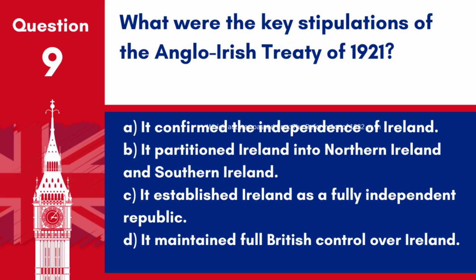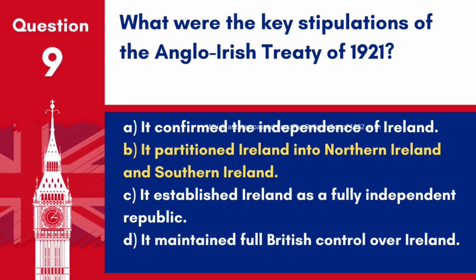Question 9. What were the key stipulations of the Anglo-Irish Treaty of 1921? A. It confirmed the independence of Ireland. B. It partitioned Ireland into Northern Ireland and Southern Ireland. C. It established Ireland as a fully independent republic. D. It maintained full British control over Ireland.